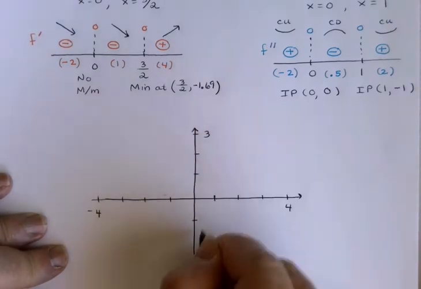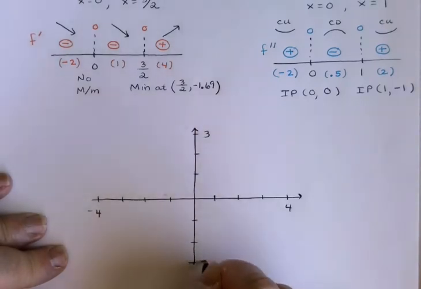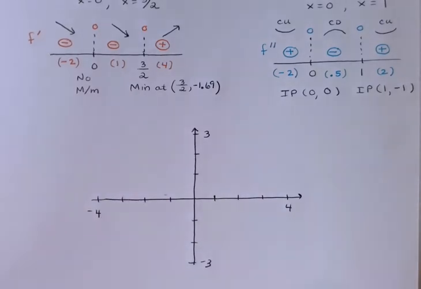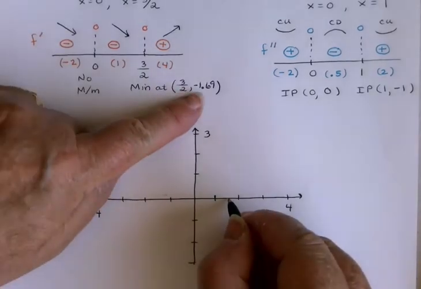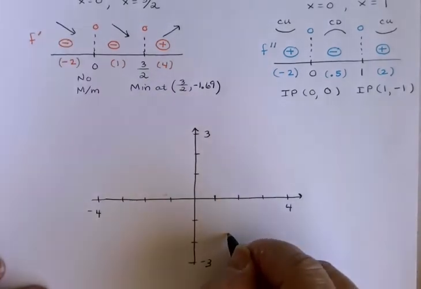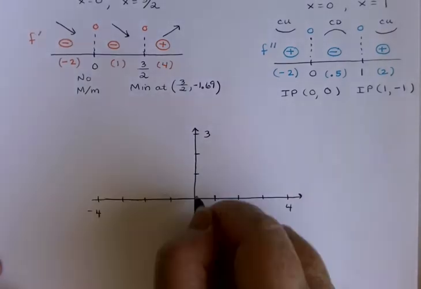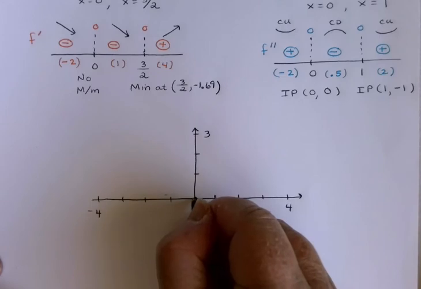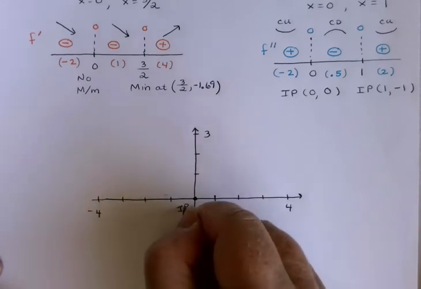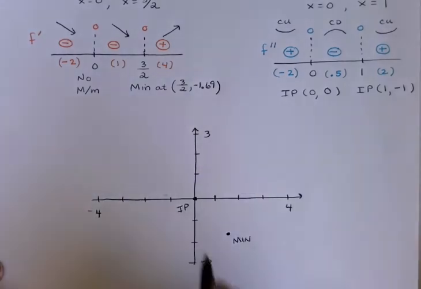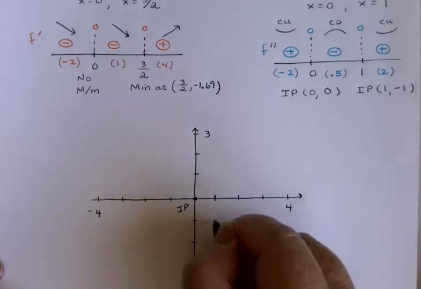Don't need very large values or very small values for this one. I know that there's a minimum at 1.5, negative 1.7-ish, so somewhere around here. I have an inflection point at 0, 0. And another inflection point at 1, negative 1.